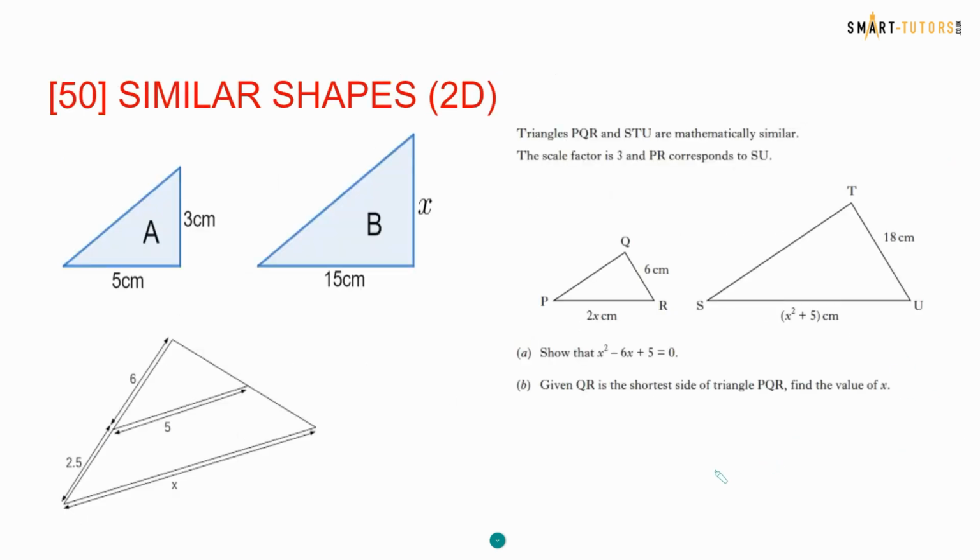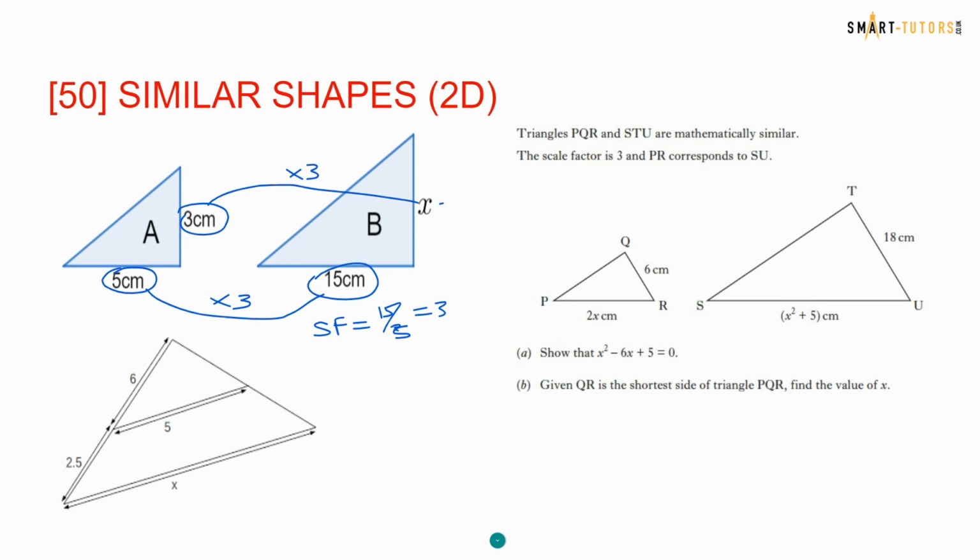Topic number 50. This is similar shapes in 2D. We have two topics, 2D and 3D. Let's look at similar shapes in 2D. If two triangles are similar, all three angles are equal, and the ratios between corresponding sides are equal. For example, 5 here, 15 here. Always start with the bigger number. Scale factor equals 15 divided by 5, which is 3. That means this is times by 3. So this 3 times 3 gives x equals 9. So that is the similar shape.